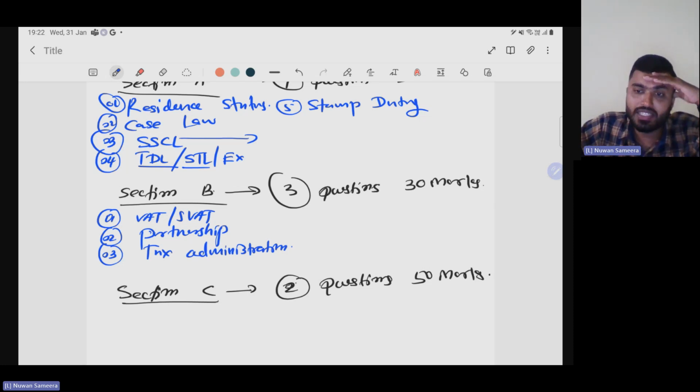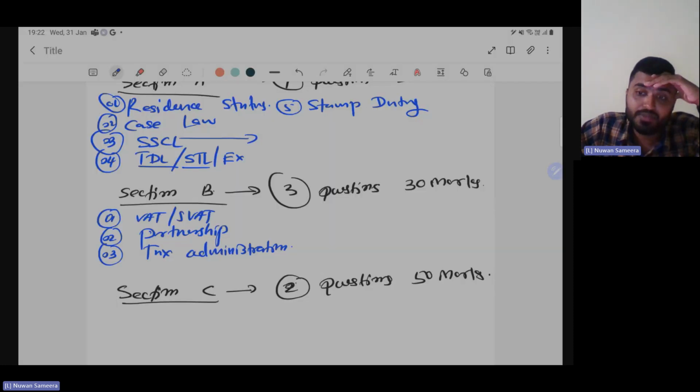Then you need to pay quarterly. A quarterly payment you need to make on or before when? The end of 45 days from the particular quarter. That means within 45 days from the end of your particular quarter, you need to pay that quarterly payment to the Inland Revenue Department.